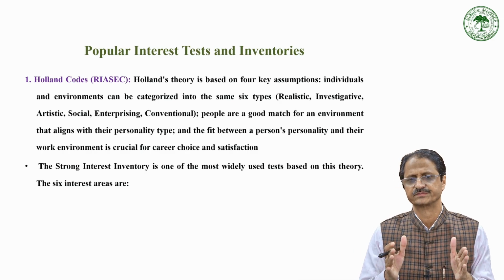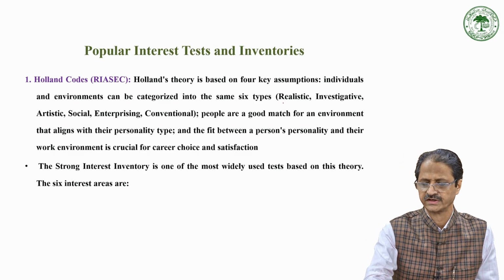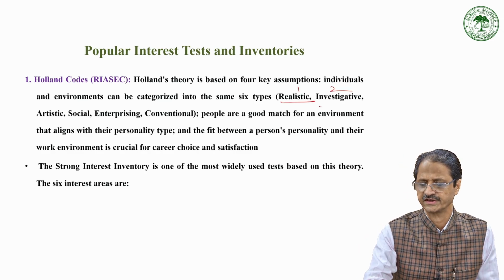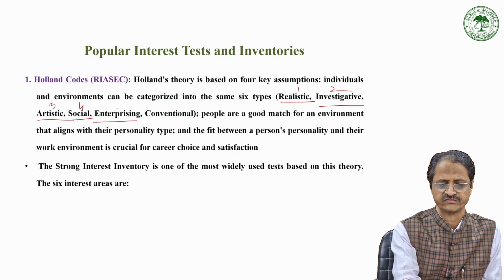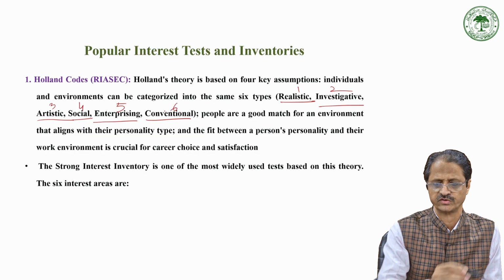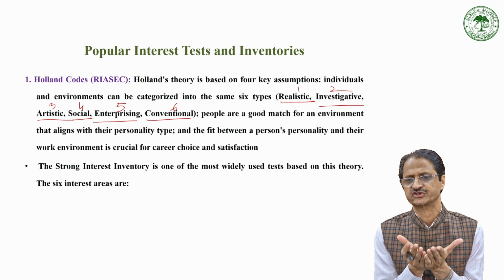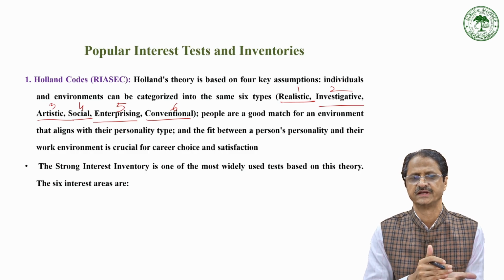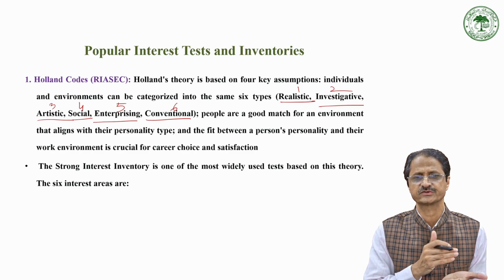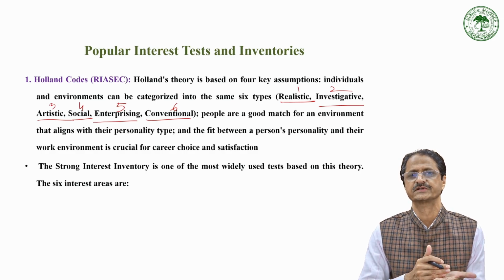We can categorize the personality of the individual in six broad areas. Number 1, realistic. Number 2, investigative. Number 3, artistic. Number 4, social. Number 5, enterprising. And number 6, conventional. These have certain characteristic features. On the basis of that, we consider the personality as realistic, investigative, artistic, social, enterprising, and conventional personality.